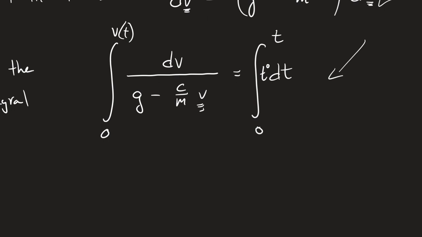And because it's a polynomial, t to the 0 power, I know that the antiderivative requires that I take t, add 1 to the exponent, and divide by the new exponent. That's how I deal with polynomials. The only difference is that I have to still apply my limits.